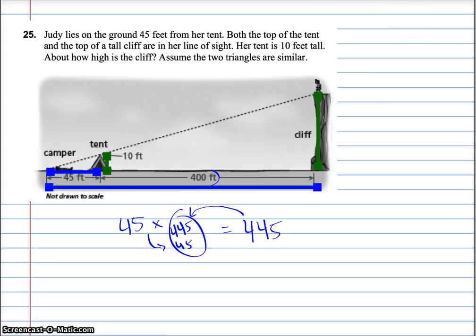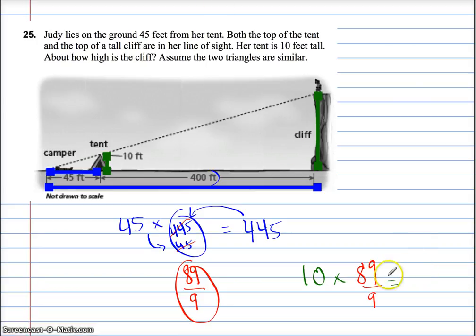I'm going to divide both numbers, since they both end with 5, by 5. So 445 divided by 5 is equal to 89, and that's over 9. 45 divided by 5 is 9. So this is my scale factor. Now I can repeat that process and get my heights, my tent, which is 10 feet tall, times our scale factor, which is 89 over 9, and we should get our height of the cliff.